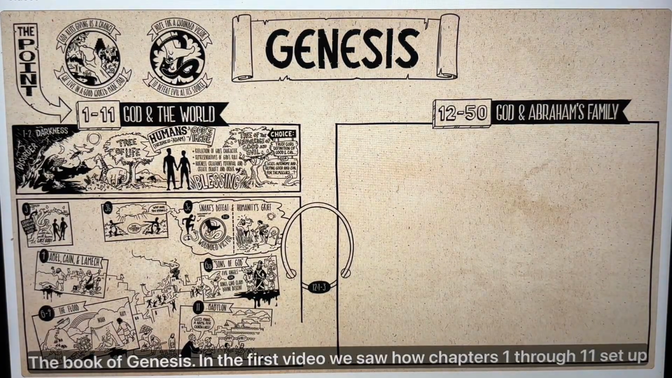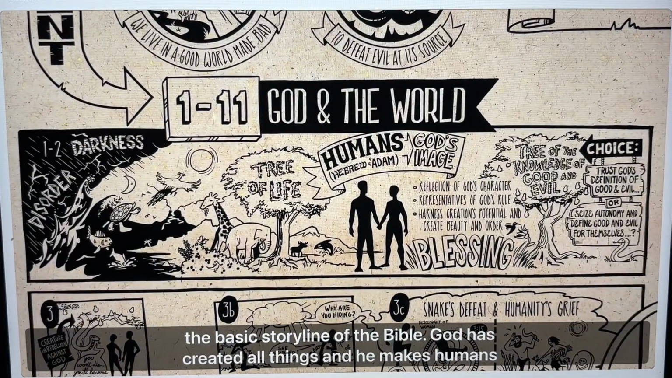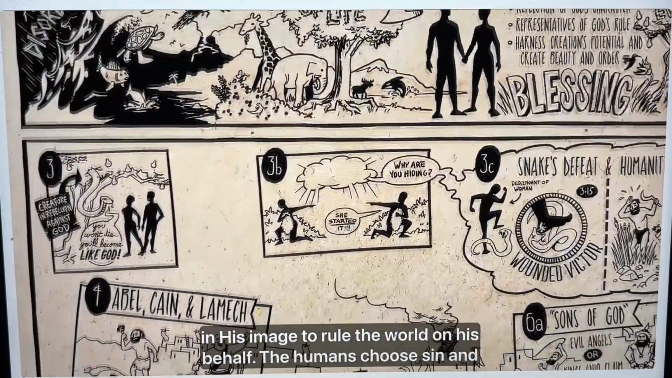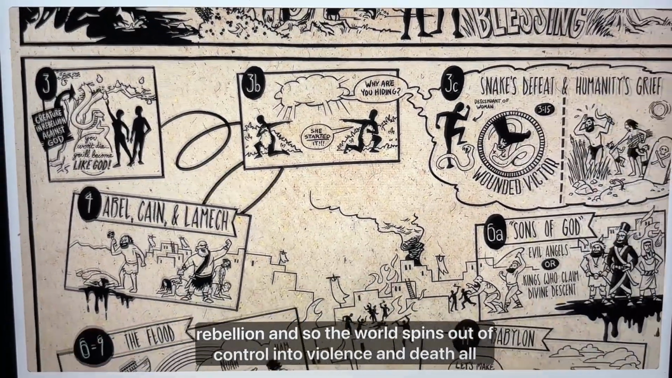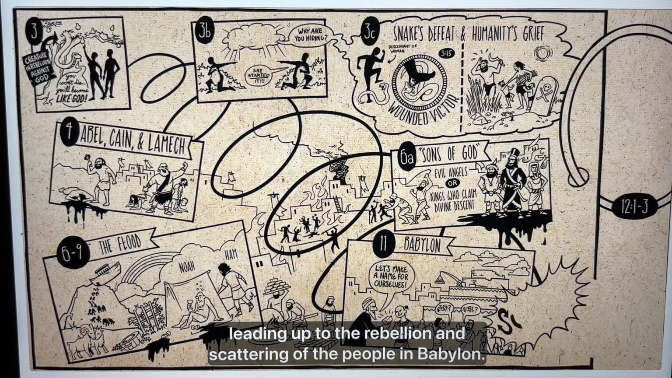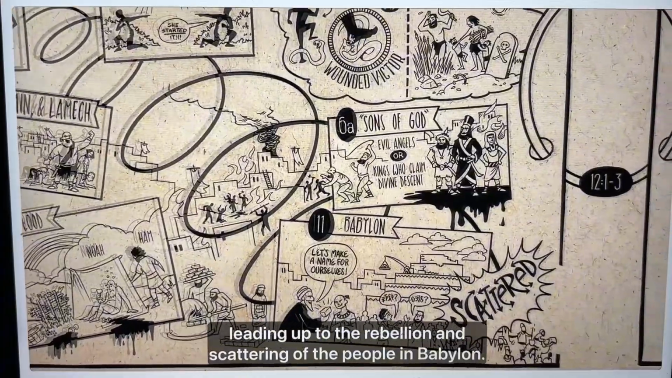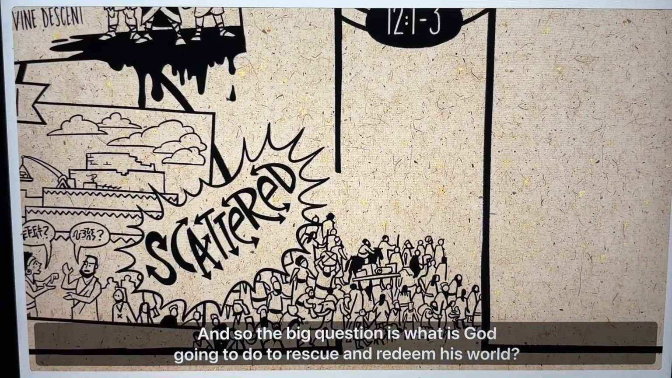The book of Genesis. In the first video, we saw how chapters 1 through 11 set up the basic storyline of the Bible. God has created all things, and he makes humans in his image to rule the world on his behalf. The humans choose sin and rebellion, and so the world spins out of control into violence and death, all leading up to the rebellion and scattering of the people in Babylon. And so the big question is, what is God going to do to rescue and redeem his world?